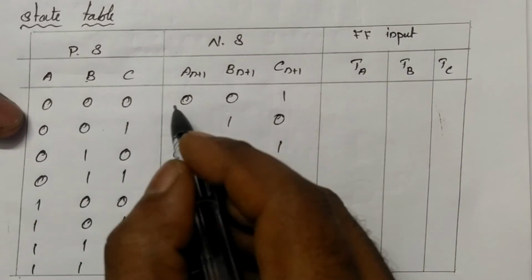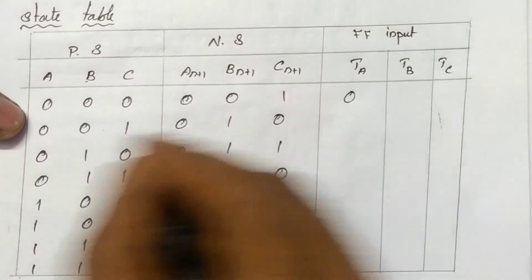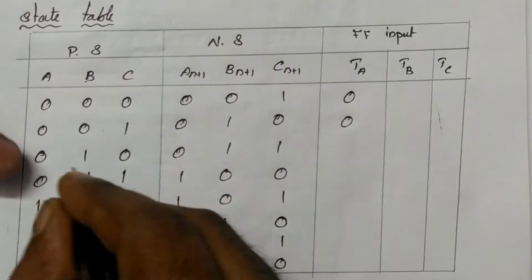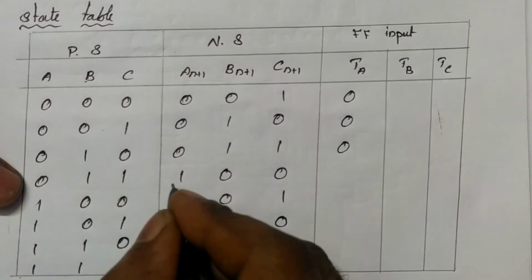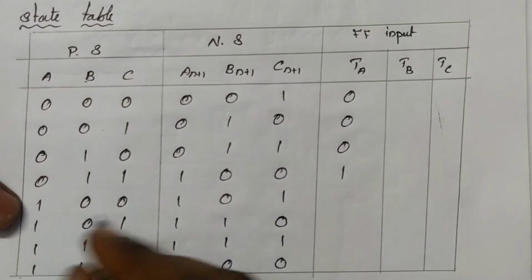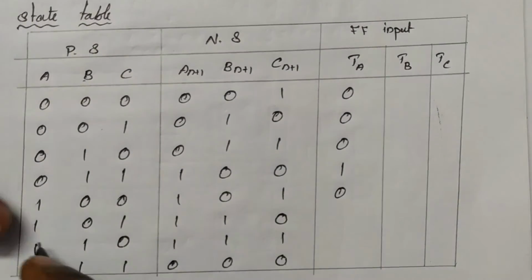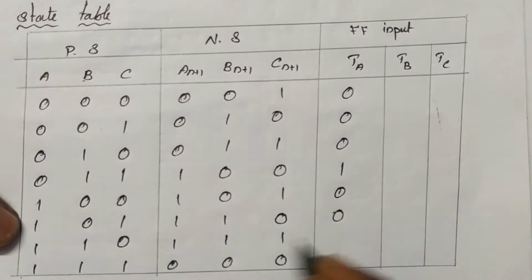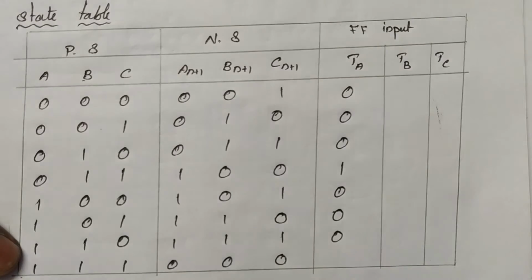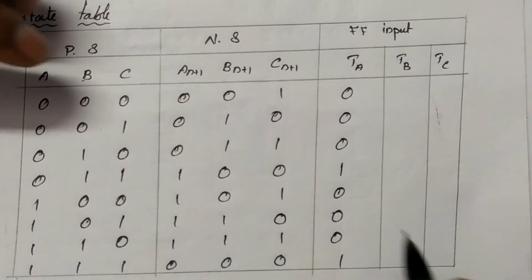Therefore, between these two both are same. Therefore 0, here same, 0, same, 0. Both are complement, therefore 1. Here same, 0. Here also same, therefore 0. Here also same, 0. Last one, both are complement, therefore 1.